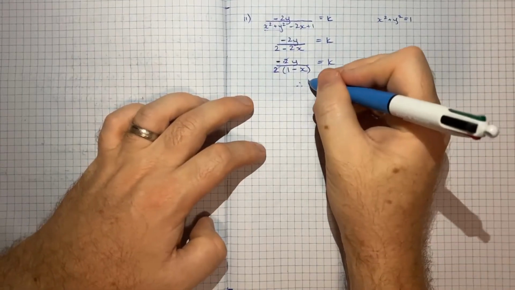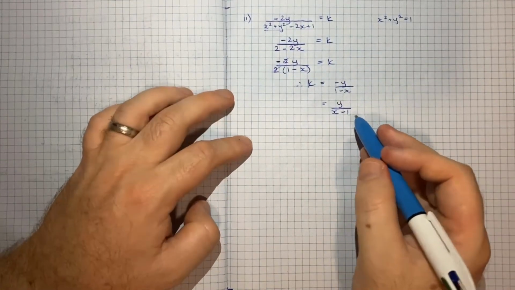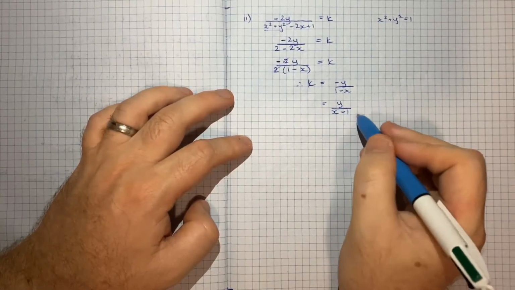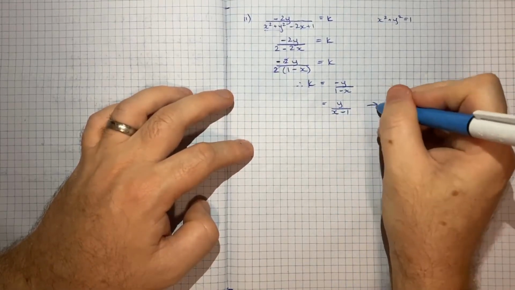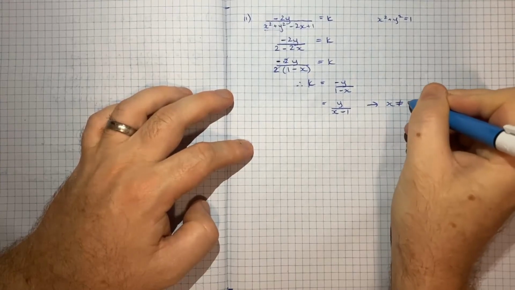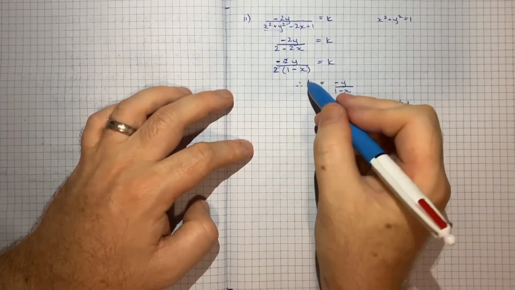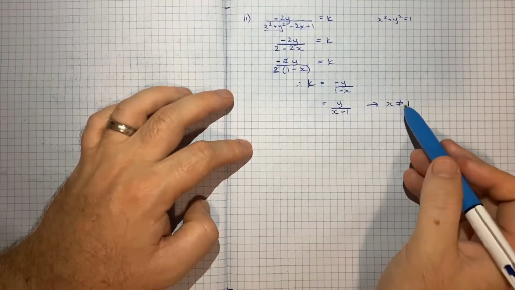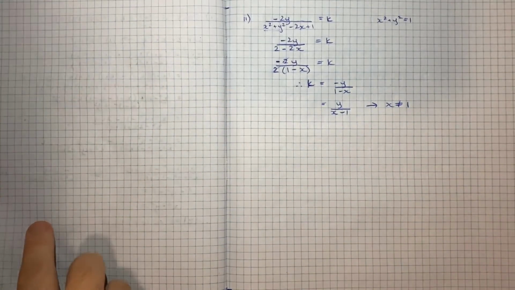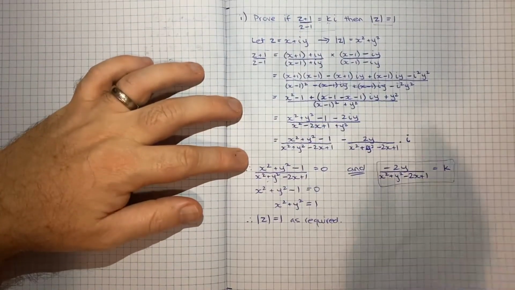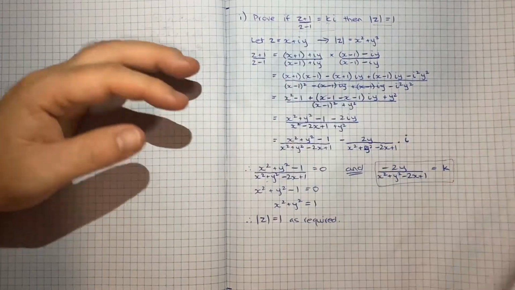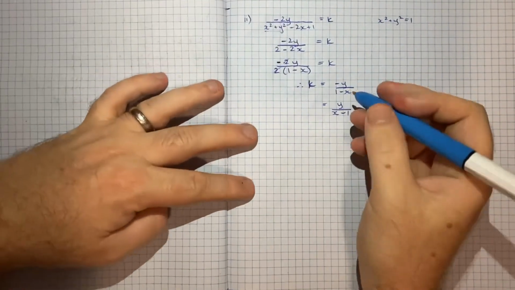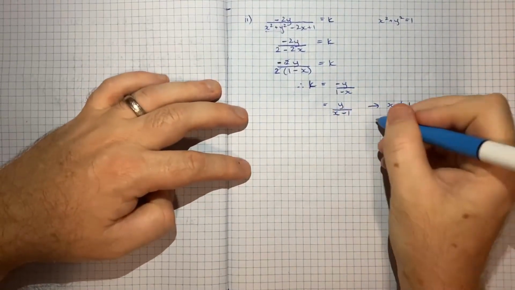So that's what k is equal to, and right away I can see there's something there, because that means that x cannot be equal to 1. Otherwise we'll get k being undefined. So that's a condition. That condition can also be thought of as z not being equal to 1 as another condition.